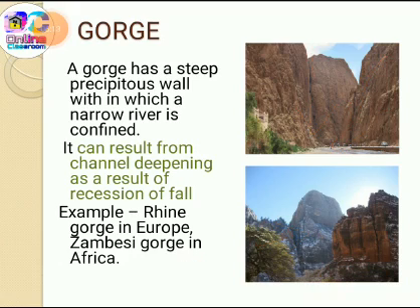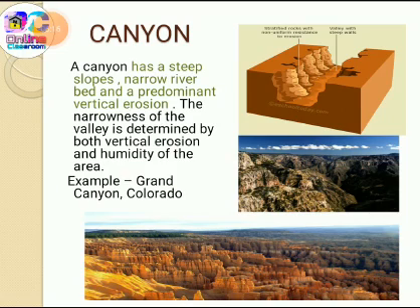Next, we are going to find out about the canyons, which have a steep slope and narrow river bed, and it is predominantly due to vertical erosion. The narrowness of the valley is determined by the vertical erosion and also on the humidity over the area. The Grand Canyon of Colorado is an example of this canyon. This is a picture of the Grand Canyon of the Colorado region.